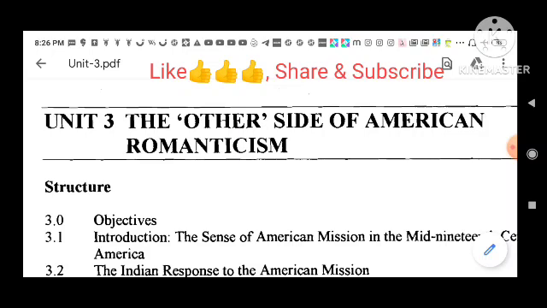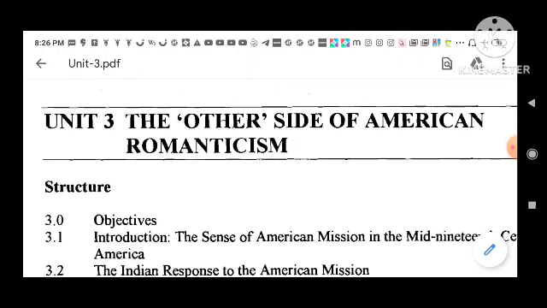So viewers, already I have covered Unit 2, that is the American Literature MEG 6 of IGNOU, the post consolidation in American literature. So Unit 3 we will go the other side of American romanticism. Here it is the main important chapter regarding your exam point of view. So we will cover. So let's start.